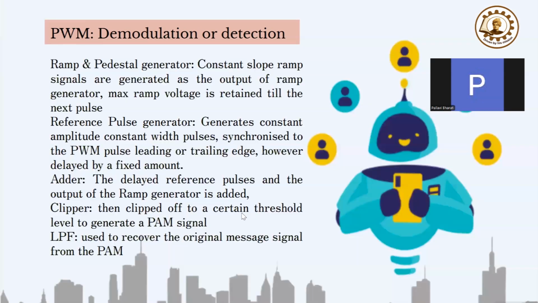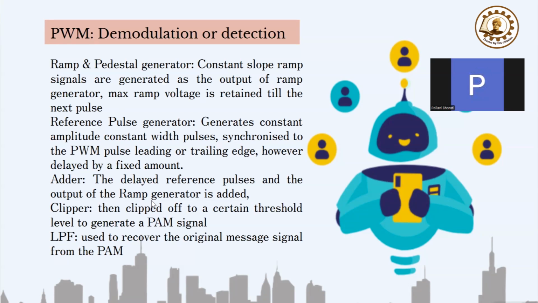So let us see what is happening over here. Ramp and pedestal generator: a constant slope ramp signal is generated as the output of the ramp generator. The max ramp voltage is retained till the next pulse. The reference pulse generator generates constant amplitude, constant width pulses synchronized to the PWM pulse, leading or trailing edge.